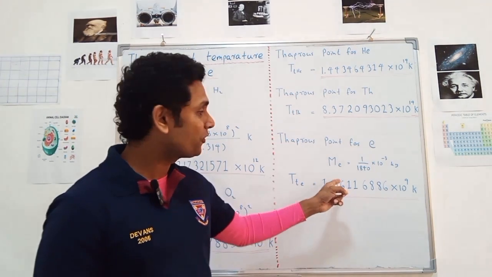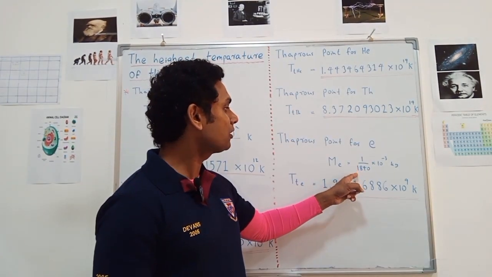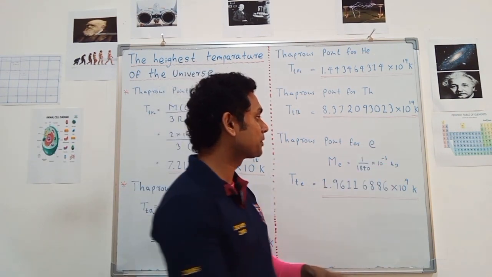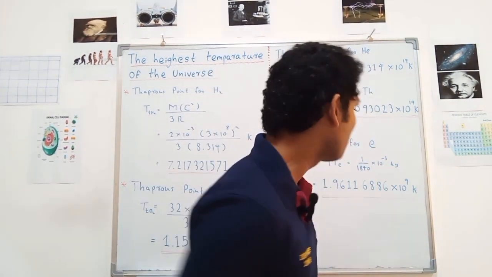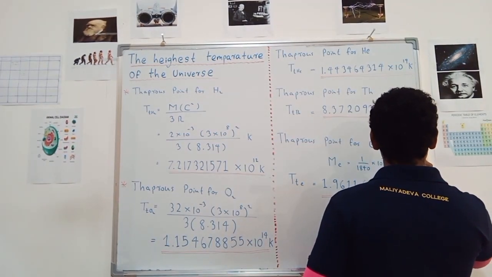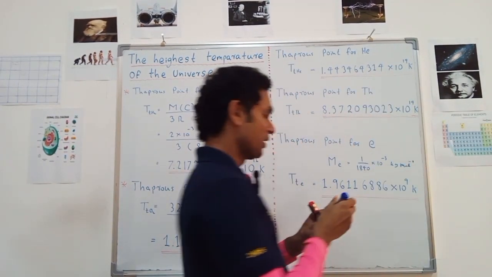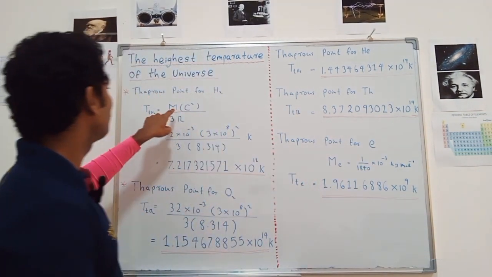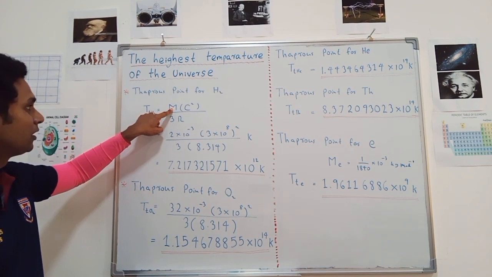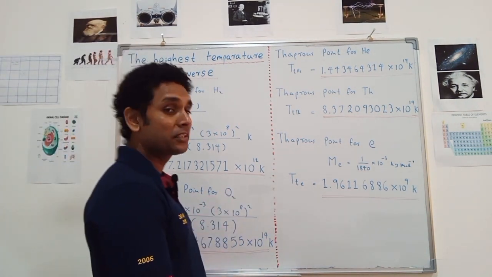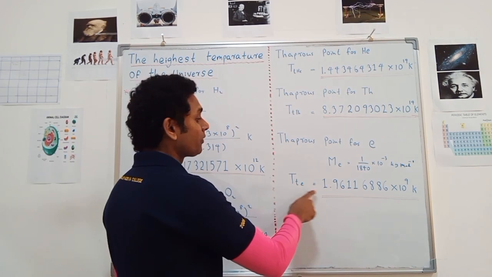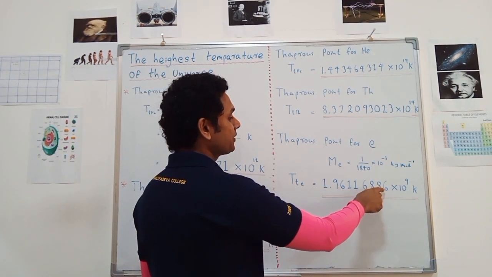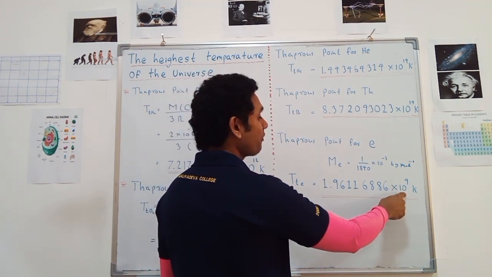The molar mass for the electron is 1 divided by 1840 multiplied by 10 to the power minus 3 kilograms per mole. So once we apply this particular value here, what will happen? The Laplace point for the electron will come as 1.961168886 multiplied by 10 to the power 9 Kelvin.